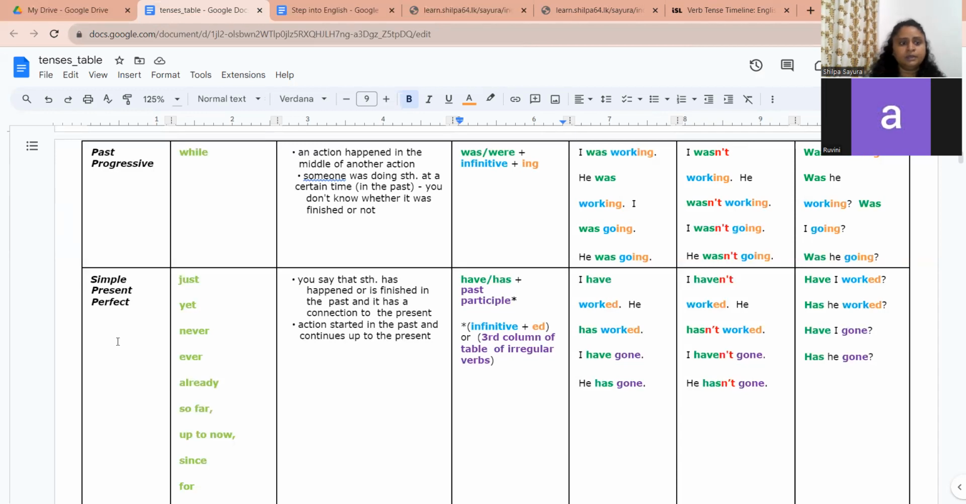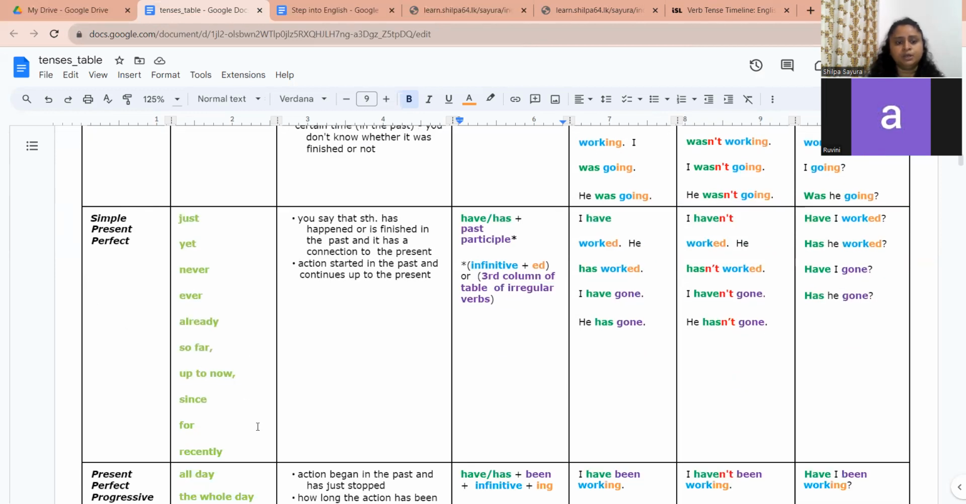Okay, and let's see simple present perfect. So present perfect, most of you get confused with present perfect. Just have a look at this. Take your time and take a moment and see, because no matter how many times you learn, I have the experience that the learner gets confused when it comes to present perfect.